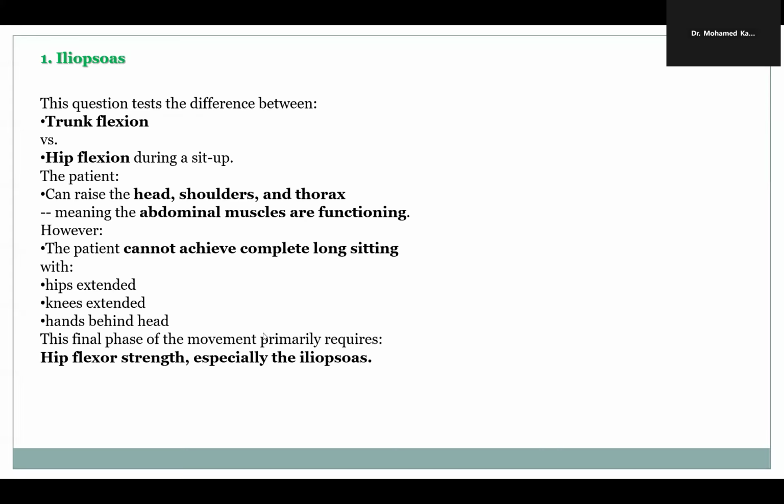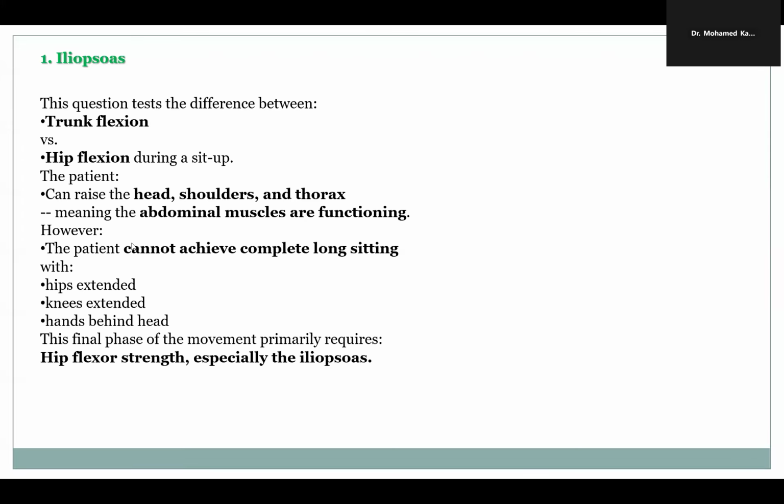Okay, so the patient can raise the head, shoulders, and thorax, meaning that the abdominal muscles are functioning. However, the patient cannot achieve complete long sitting with hips extended, knees extended, hands behind the head. So the final phase of this movement will require hip flexor strength, especially the iliopsoas, in order to come to a complete long sitting position.